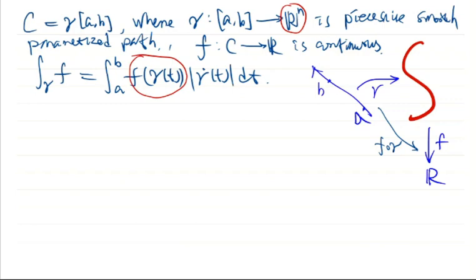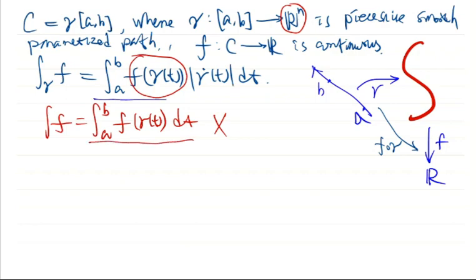Of course, you can also define an integral to be this. This also makes sense, because the integrand of the integral on the right hand side is a continuous function. So this also makes sense, but such an integral does not enjoy some very good property. For example, if I choose another parametrization of C, then this integral will change. For the integral defined here, there is some invariance property.